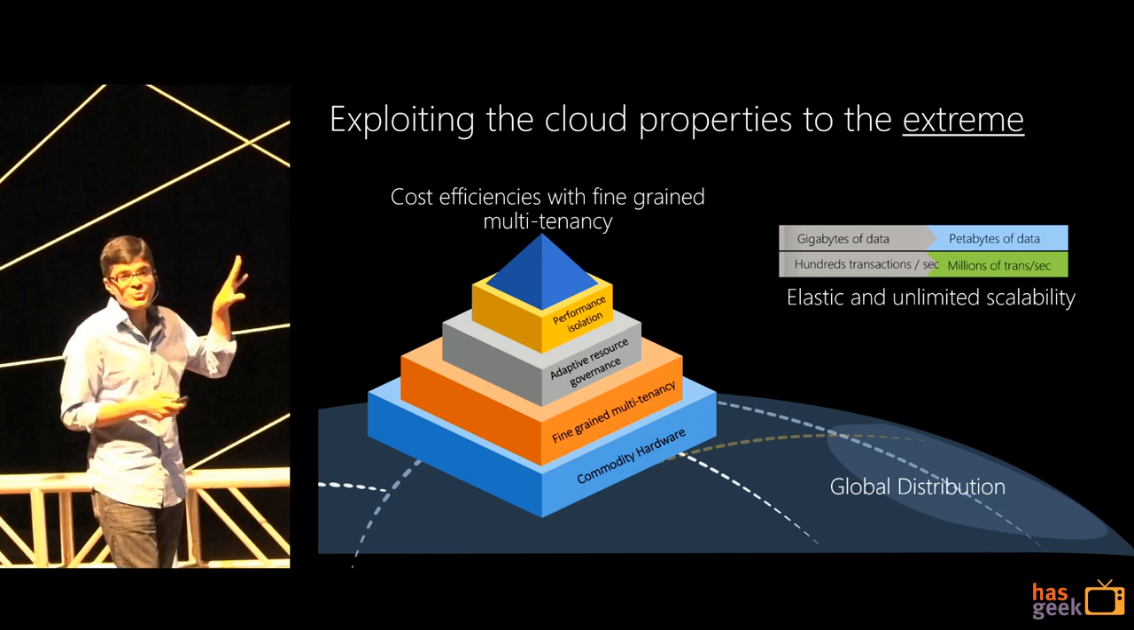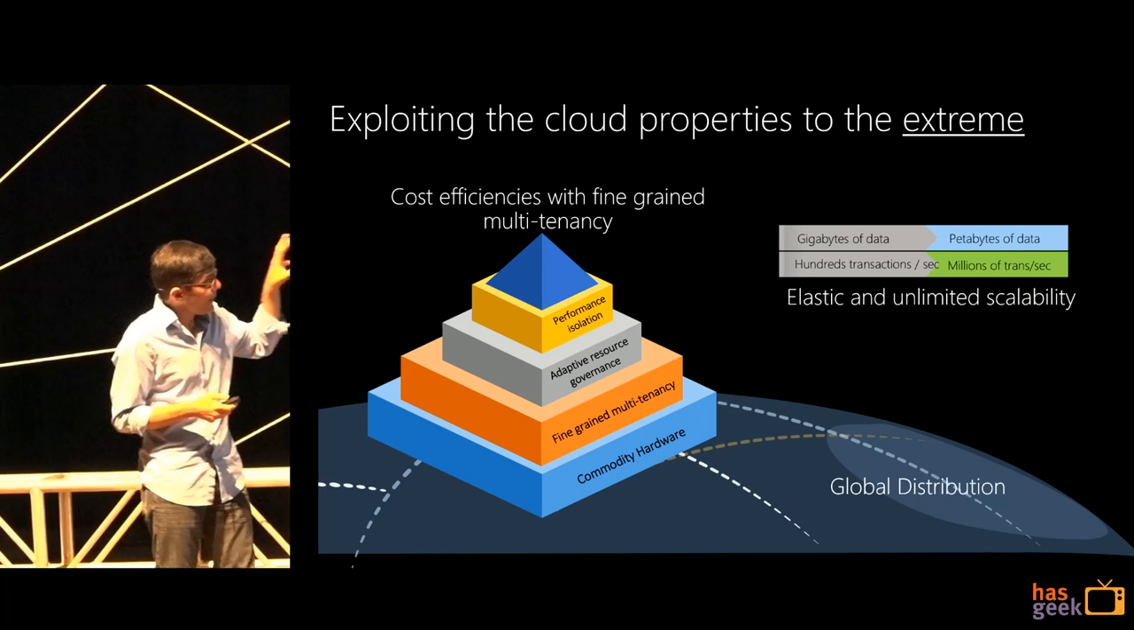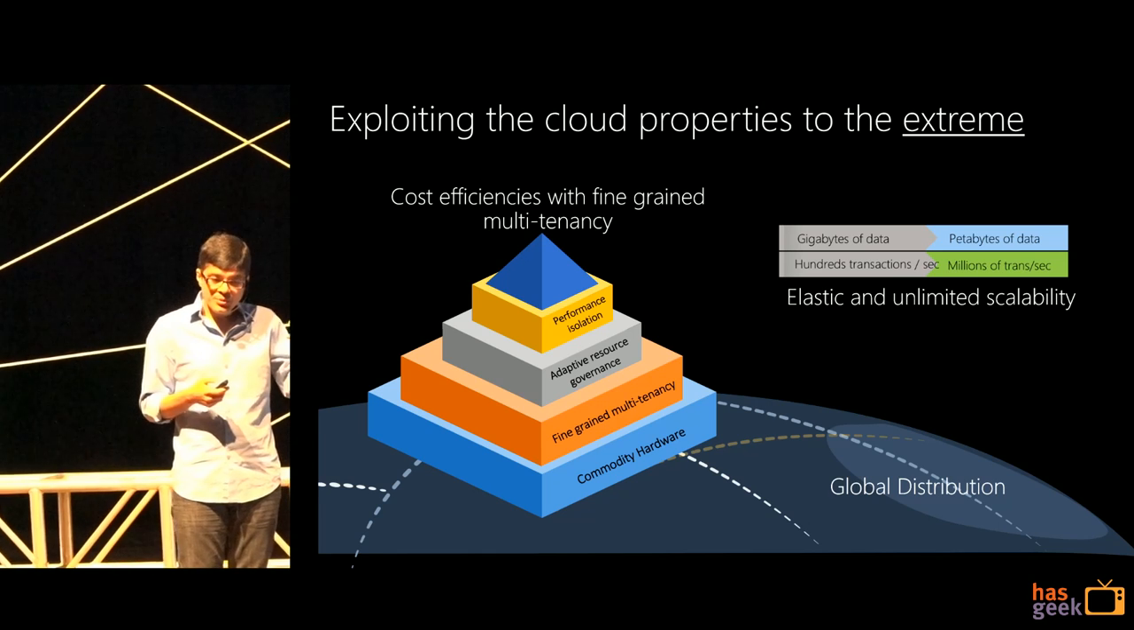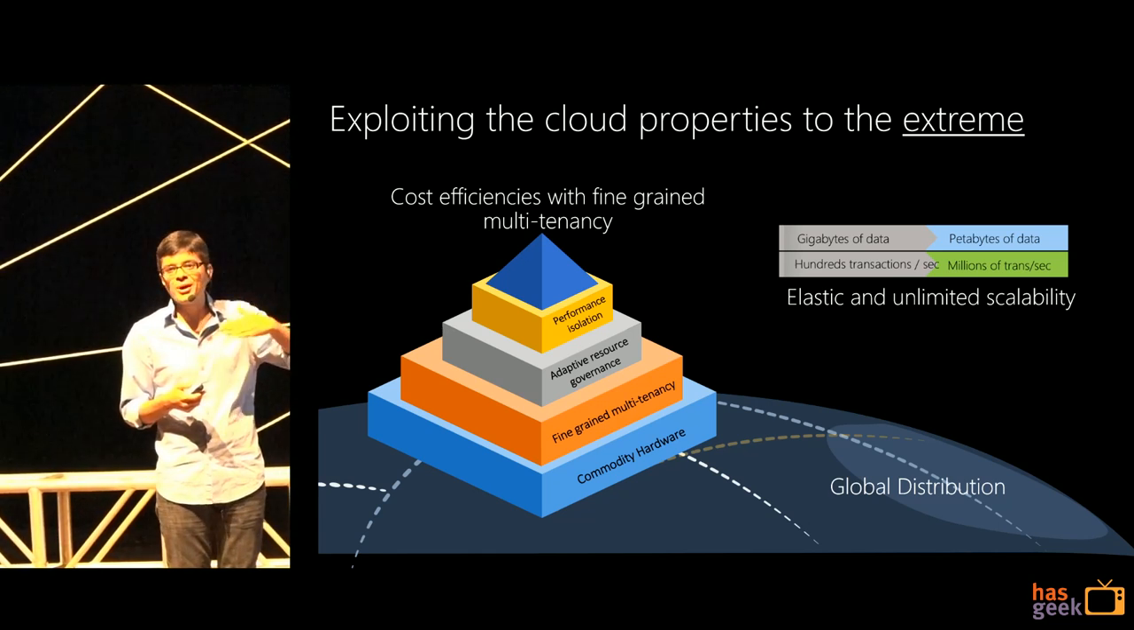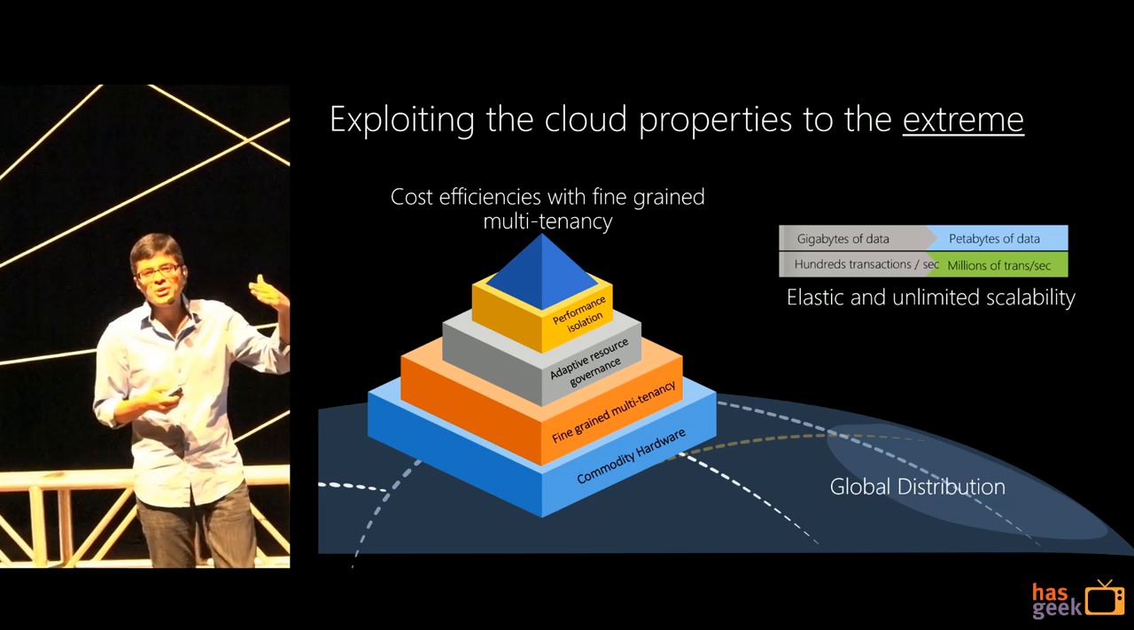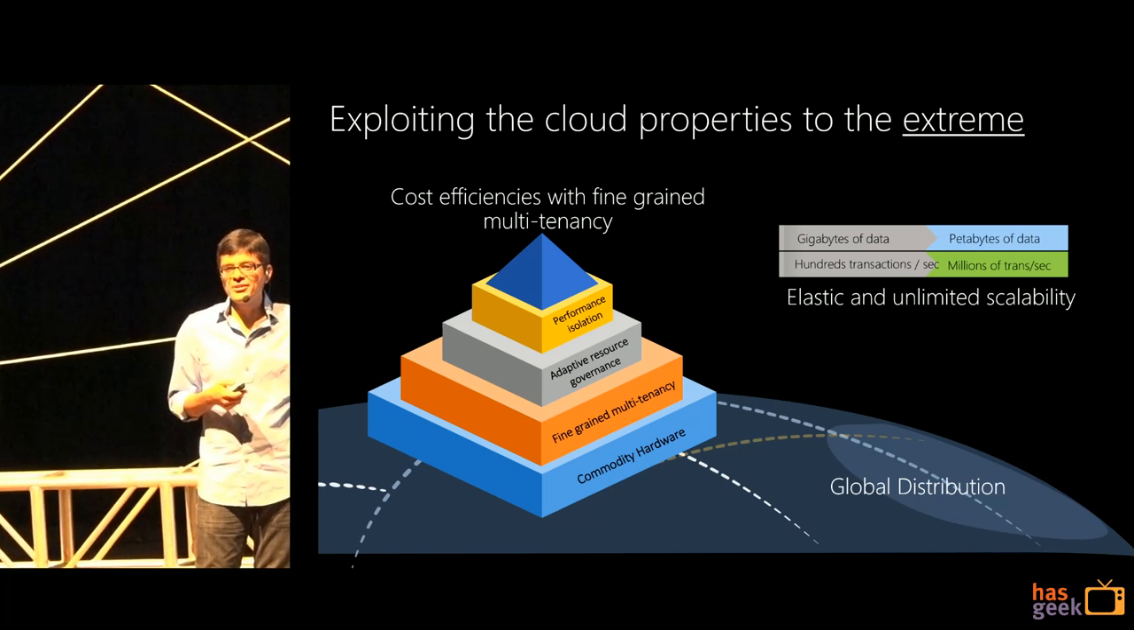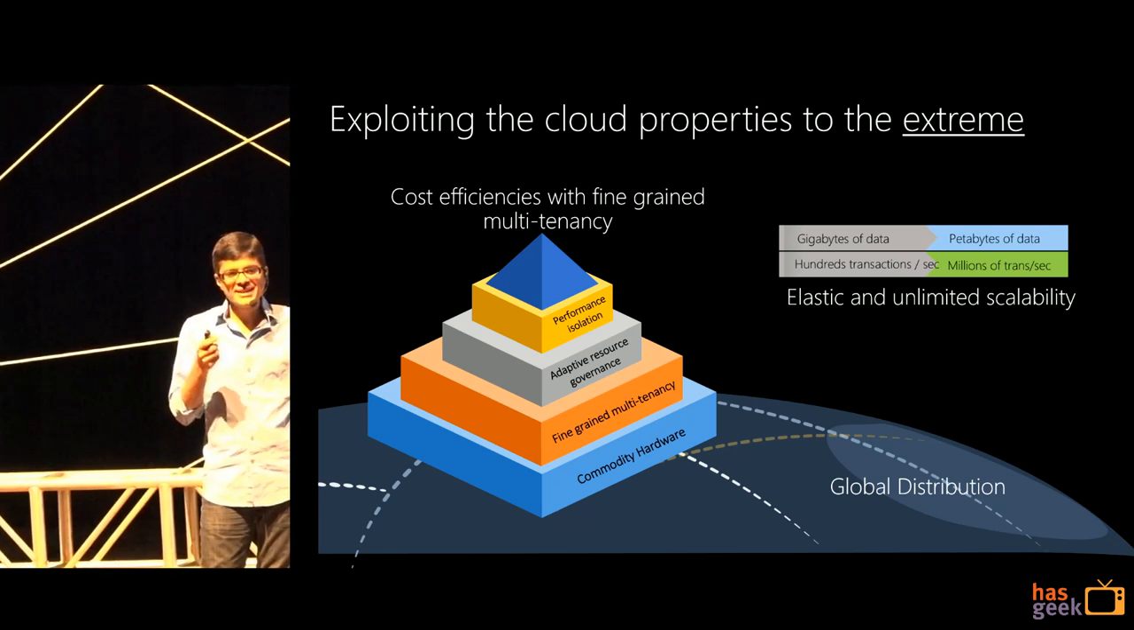The third property, which is very unique to cloud, is the fact that cloud, by virtue of its abstraction, there is an indirection called the cloud, you have the opportunity to pack hundreds of tenants or customers, data and their workloads on a single machine.